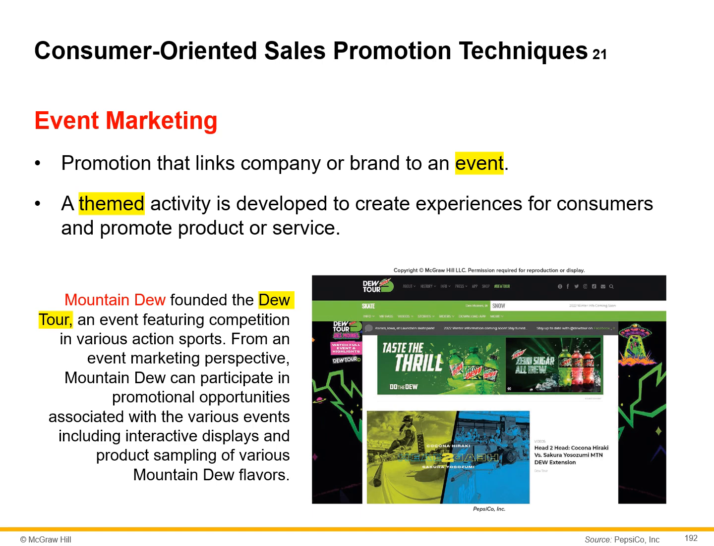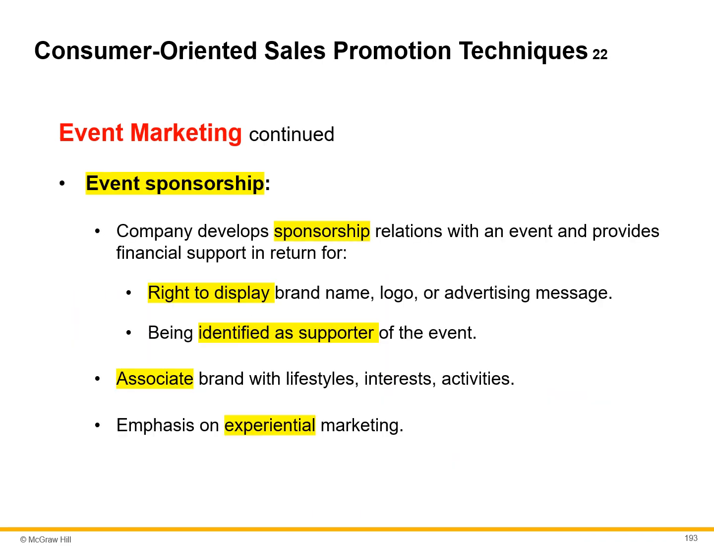Okay? Event marketing, promotion. Link your company or brand to an event. It could be a sports event, cultural event, a large event. Normally have a theme, a themed activity in the event. Event marketing, you can use event sponsorship. In event sponsorship, you develop sponsorship relations with the event. You gain the right to display your brand name, logos, advertising message. You're being identified as a supporter of the event. So you associate your brand with a certain lifestyle, like Red Bull with adventure, for example, Budweiser with many sports. And some with consumers' interests, some with certain activities. Your emphasis is on experiential marketing.